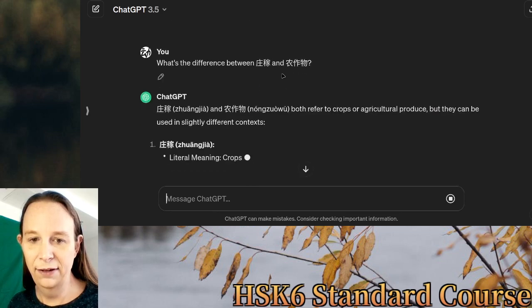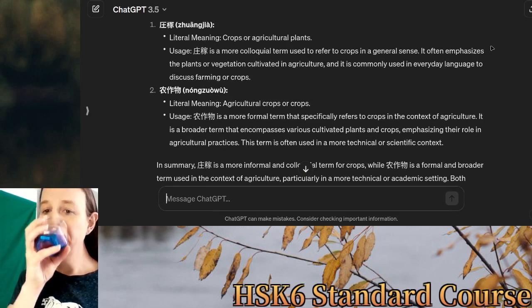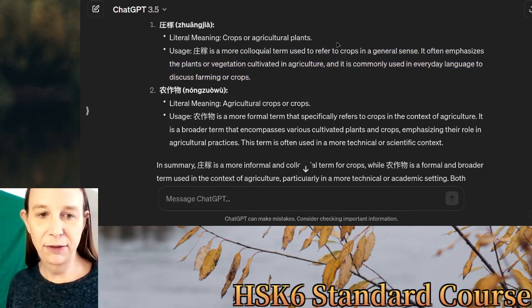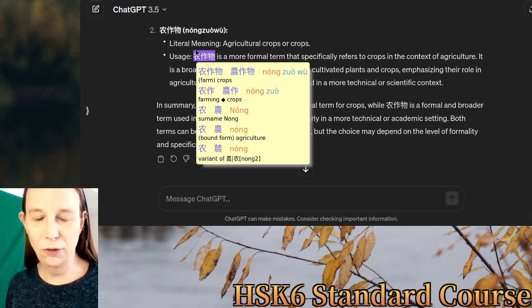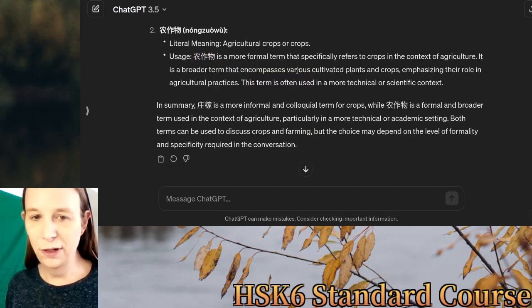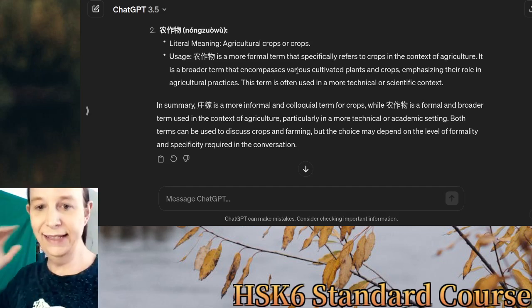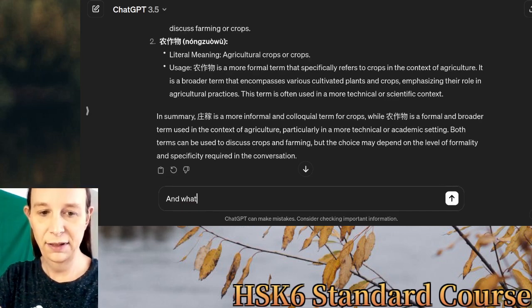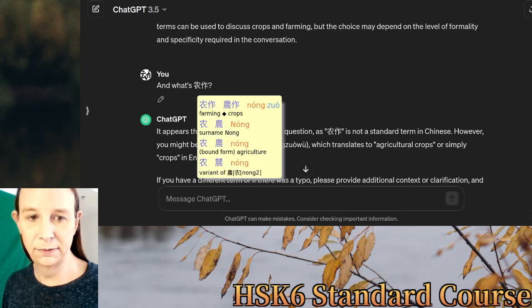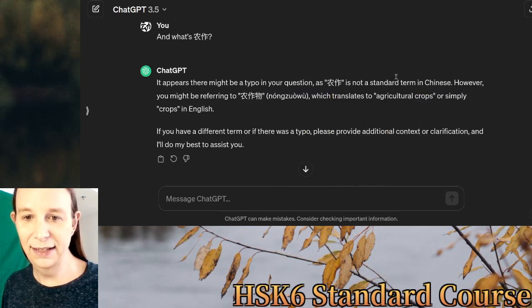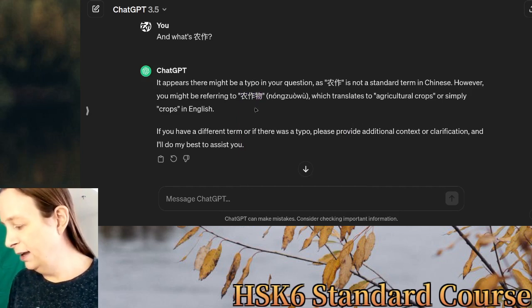Farm crop. Crops. Crops or agricultural plants. In everyday language, you discuss farming or crops. Okay. And 农作 and 农作物 are the same thing, right? I'm not sure. Refer to crops in the context of agriculture. Technical, okay. And what's 农作? Oh, 农作. Why? It's in the dictionary, but ChatGPT is saying it's not a standard term. 农作物. Okay, 农作物.